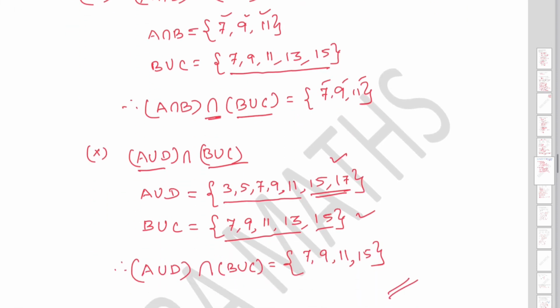Now we need to find the intersection of these two sets. So 7 is there in both, 9 is there in both the sets, 11 is there and 15 is there. So these are the common elements. Therefore A union D intersection B union C is 7, 9, 11, 15.